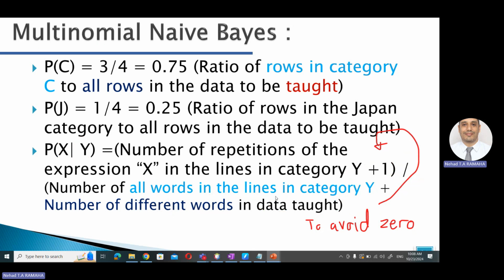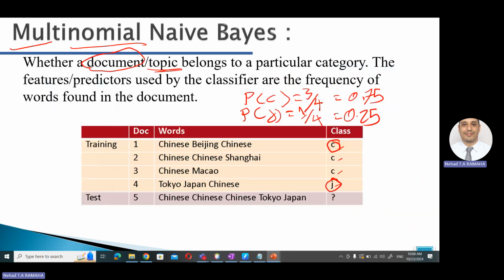Okay, what's number of different words here we have? We speak about the training data in the whole training set. So for example, here in this one, how many different words we have? 1, 2, 3 in the whole training, we say. 1, 2, 3, 4, 5, 6. So this number will be 6. Okay.